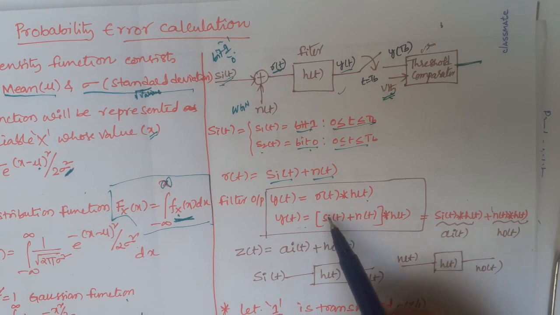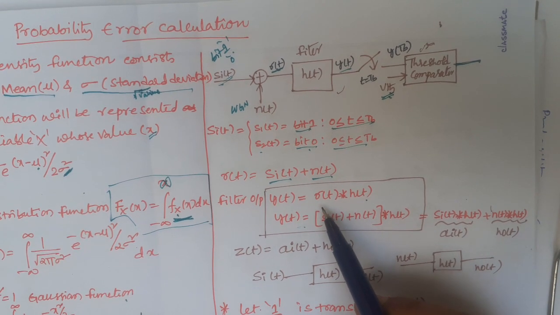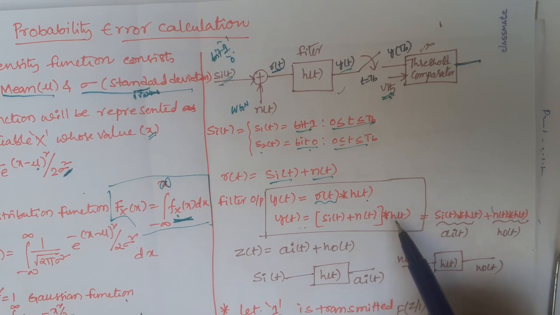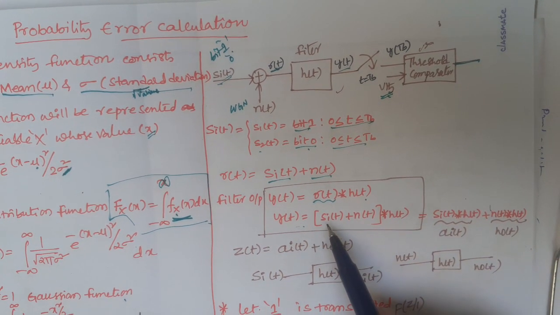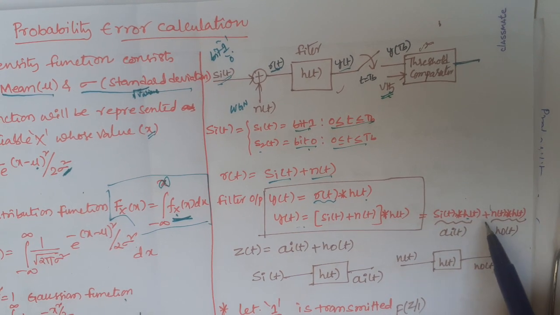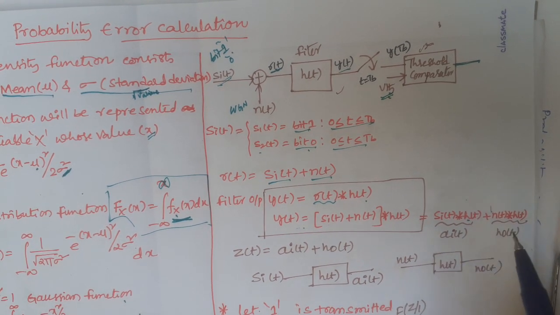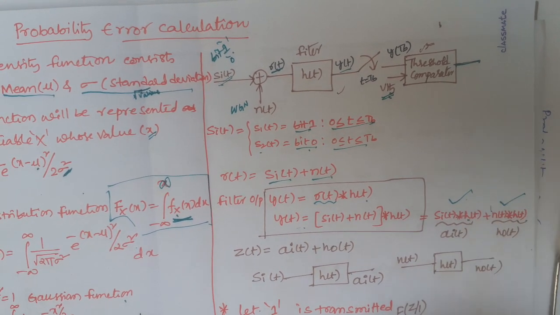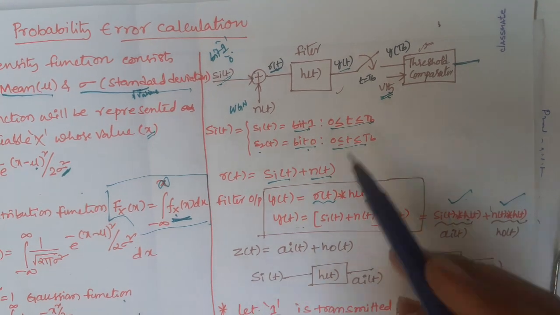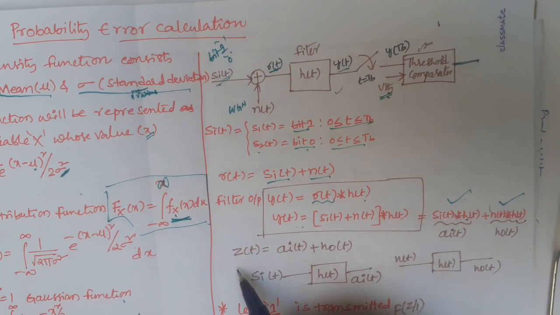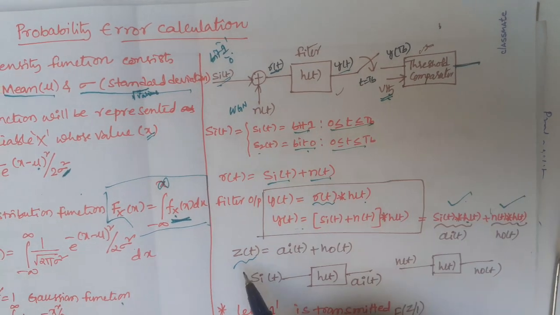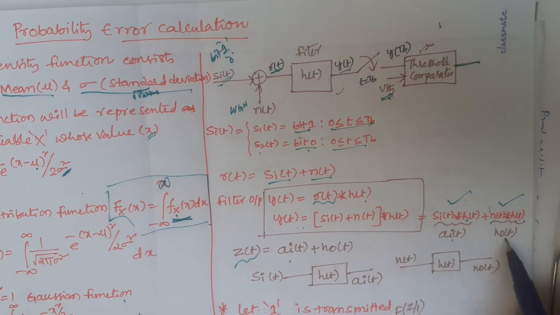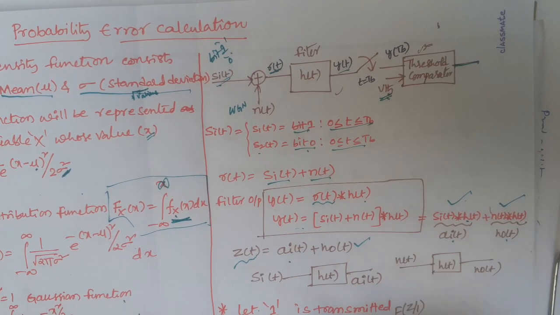Y of t is equal to, just by substituting the R of t value, Si of t plus N of t convolved with H of t. Now Si of t convolved with H of t plus N of t convolved with H of t. So this is the signal component and this is the noise component. Here, to keep it simple, I am assuming the output Y of t as Z of t. The output of the filter Z of t is equal to Ai of t, which I call the signal component, plus N naught of t, called the noise component.